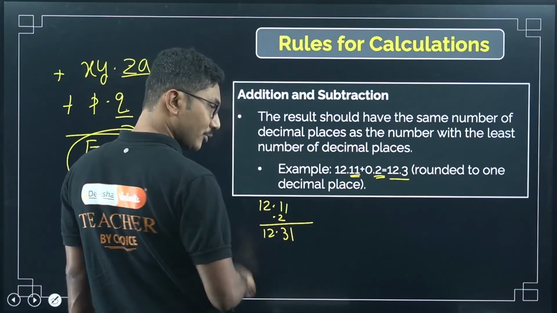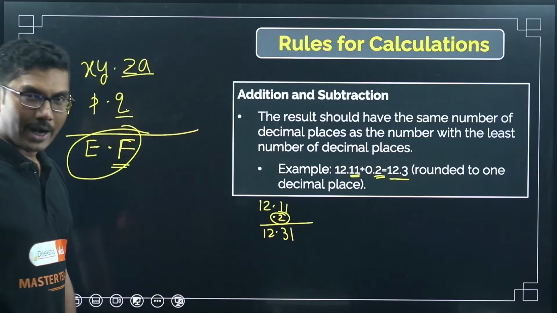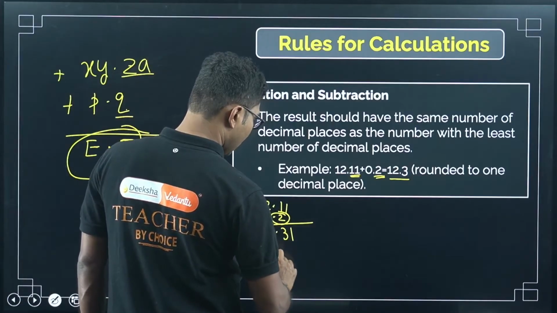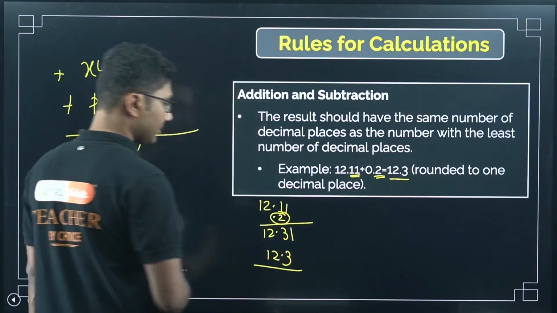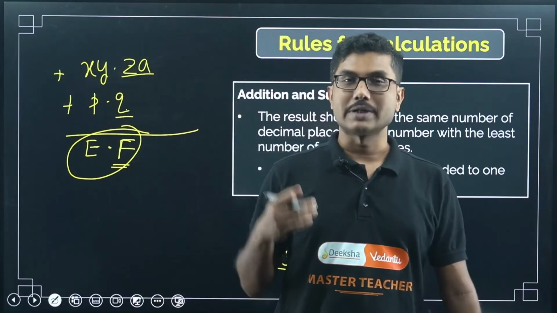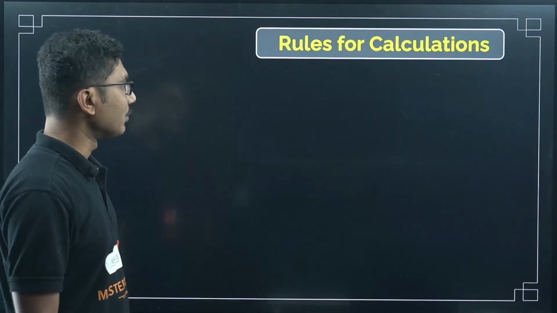Now how do you round it off? Why do you have to round it off? Because this has only one number after the decimal, so your answer should also contain one number after the decimal. So this is the answer. I will teach you the rounding off rules as well, so that you can round off according to the given value, the calculated value.